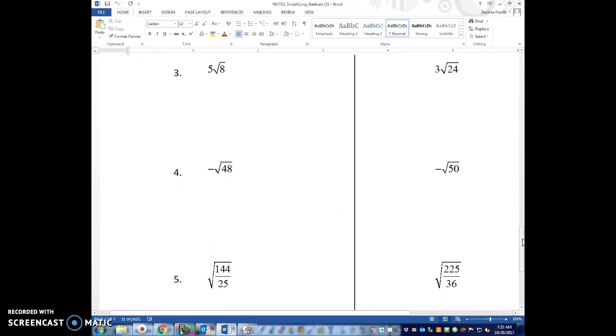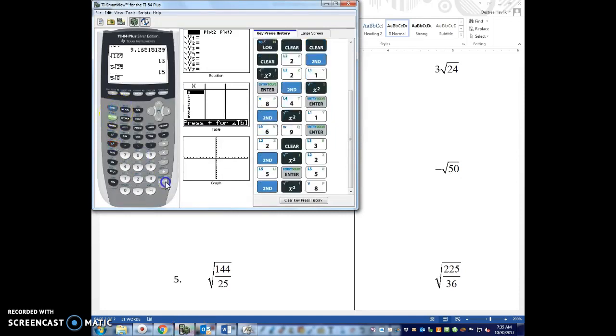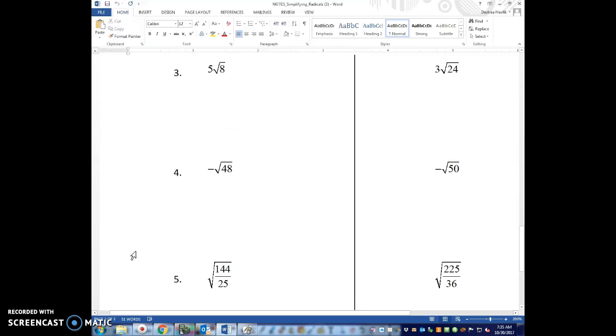So 5 square root of 8. Let's type it in and see if we can do that one. Did it work? No. So we're going to have to simplify this longhand, right? So here we go. 5 square root of 8.